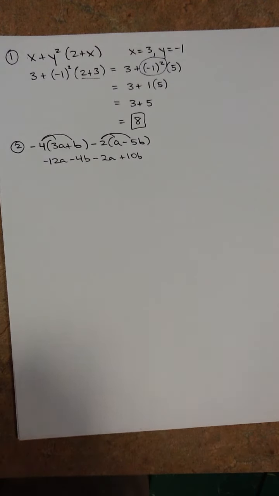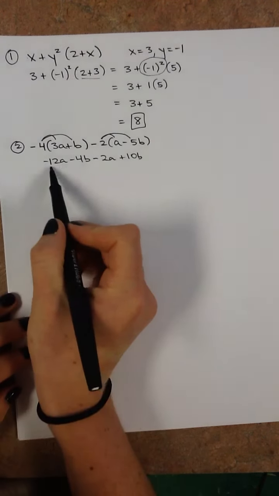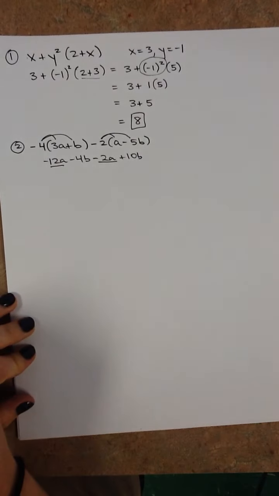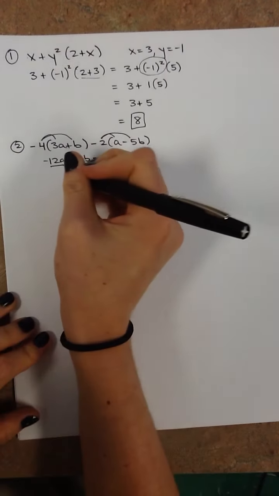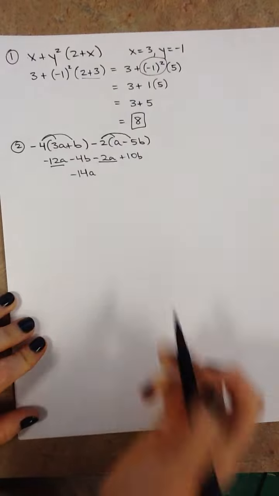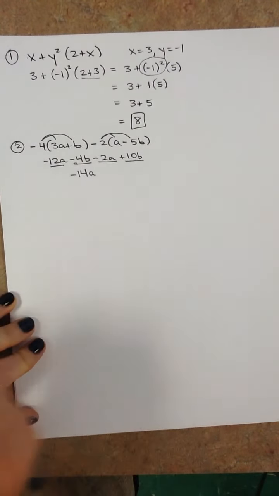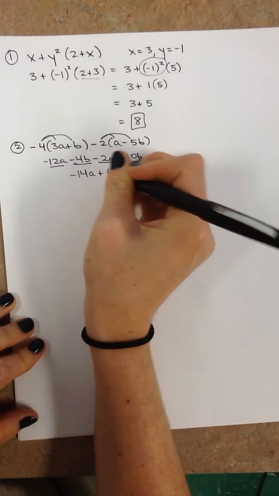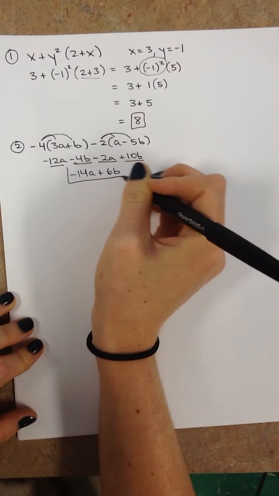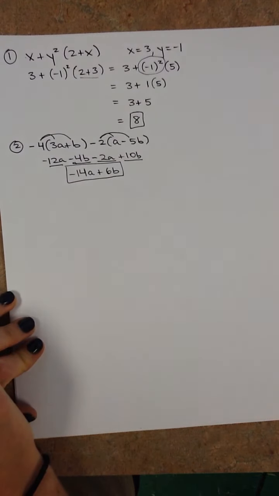Then next we're going to combine like terms. I have -12a that I can combine with -2a. -12 and -2 gives me -14a. Then -4b and +10b leaves me with +6b. So that would be my final answer there.